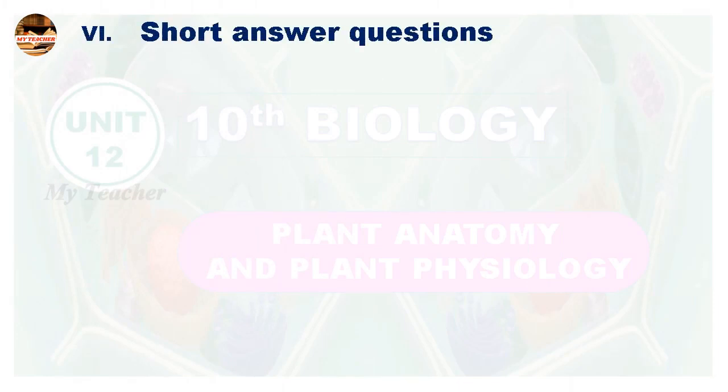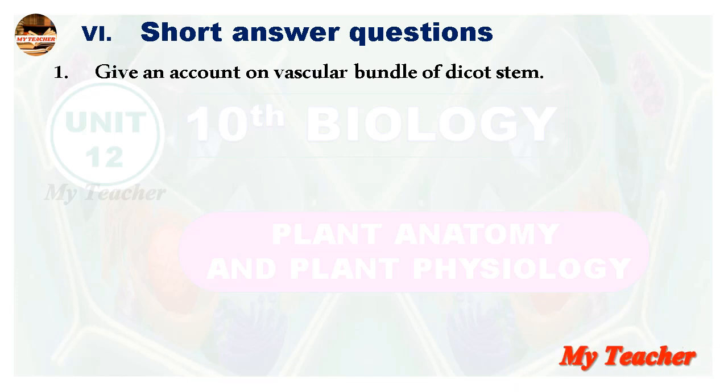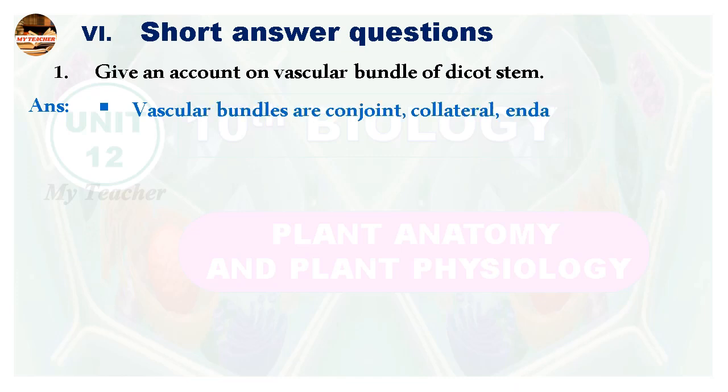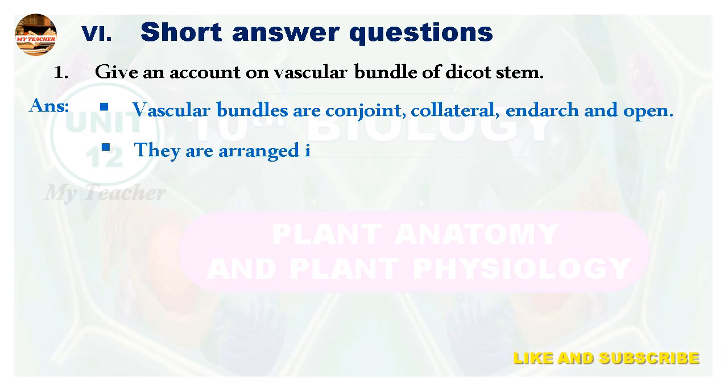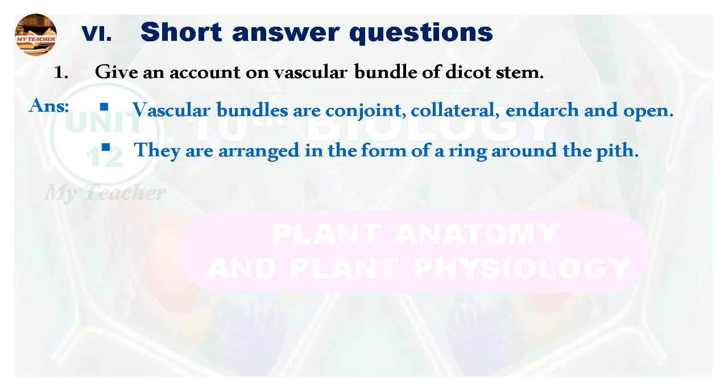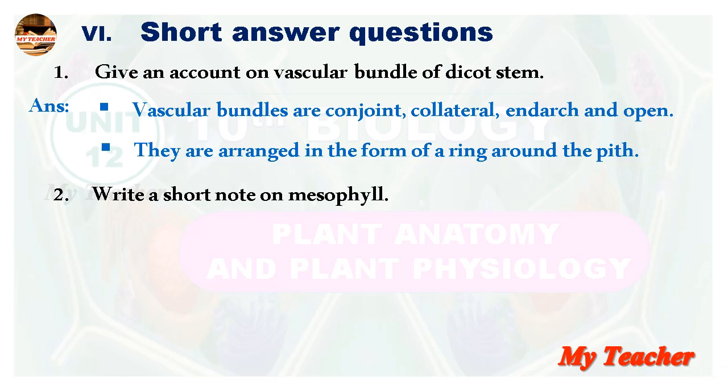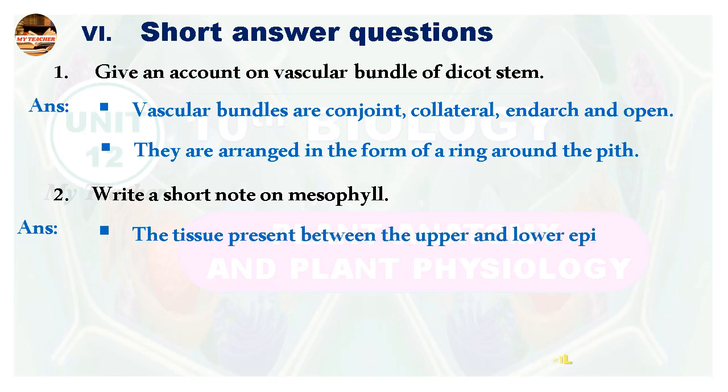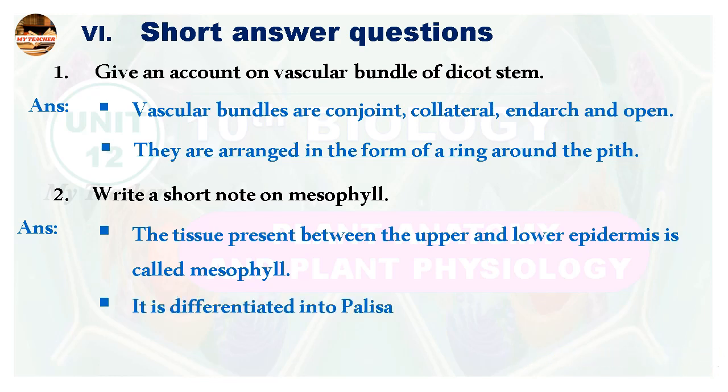Short answer questions. First one, give an account on vascular bundle of dicot stem. Answer, vascular bundles are conjoined, collateral, endarched and open. They are arranged in the form of a ring around the pith. Second question, write a short note on mesophyll. The tissue present between the upper and lower epidermis is called mesophyll. It is differentiated into palisade parenchyma and spongy parenchyma.